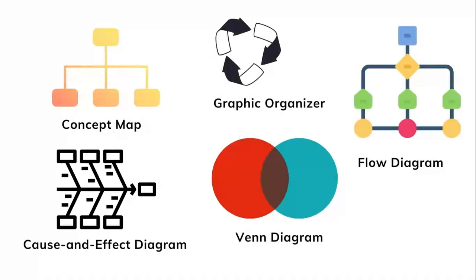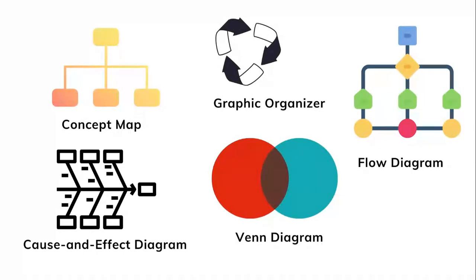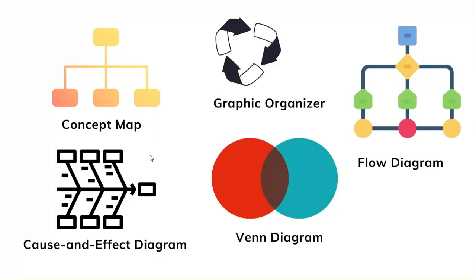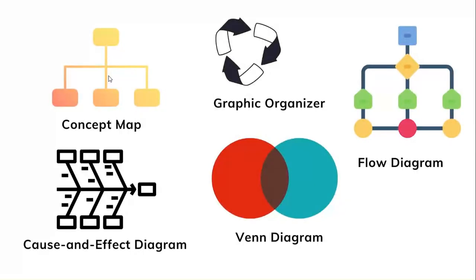The most common among these textual aids are concept map, graphic organizer, flow diagram, cause and effect diagram, and Venn diagram. Concept map is a visual organization and representation of knowledge. It shows concepts and ideas and the relationships among them. You create a concept map by writing keywords, sometimes enclosed in shapes such as circles, boxes, triangles, and others, and then drawing arrows between the ideas that are related.